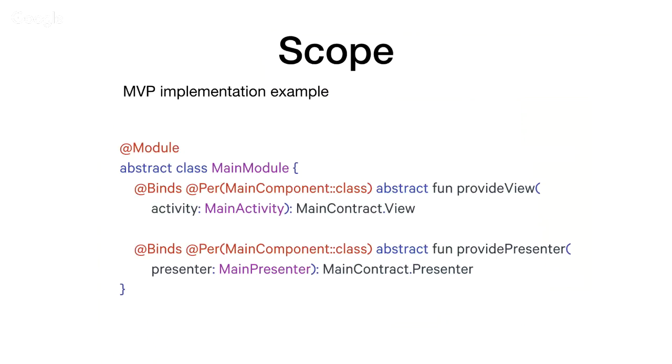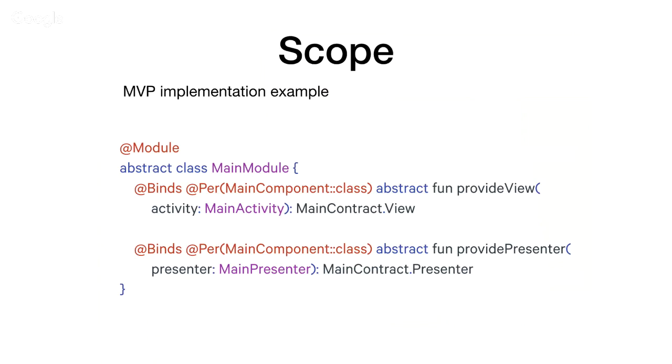Then inside of our module for this main activity, MVP setup, we have two providers. One that provides the view, and the return type is main contract.view, and the other one that provides the presenter, main contract.presenter. And then they receive as arguments the actual implementations of those interfaces, but they're not presenting the actual implementations themselves, just presenting the interface. So it's more masking the implementation.